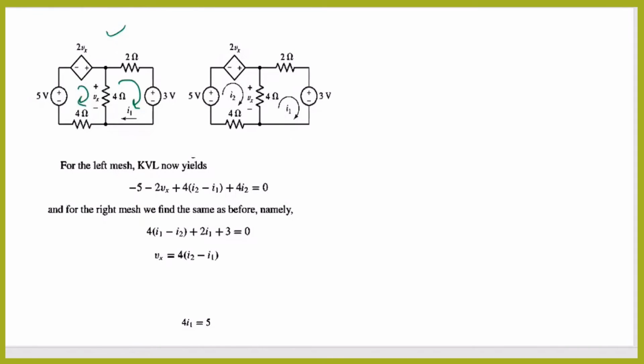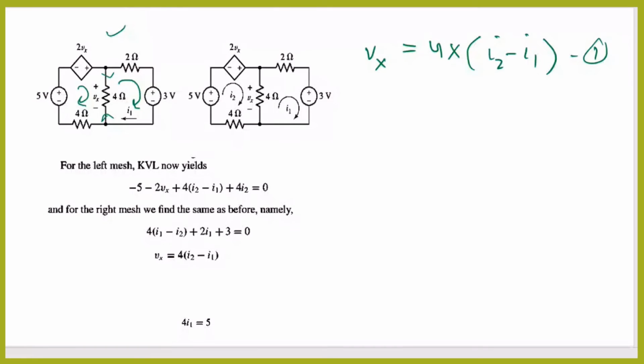But here the voltage depends on this dependent voltage source. The voltage depends upon the drop across this 4 ohm resistance. So what is Vx? According to Ohm's law, Vx is 4 into the current flowing in this 4 ohms. I2 is coming from here and I1 from here, so the difference current flowing in that resistance is I2 minus I1. That is, Vx is equal to 4 into (I2 minus I1). This is one of the equations we have to write.